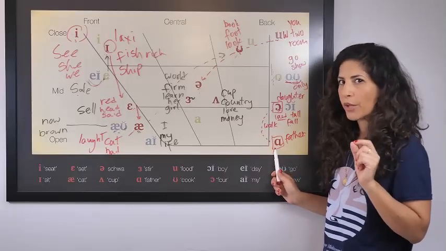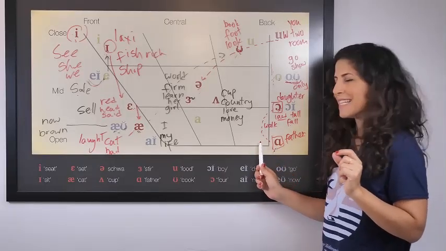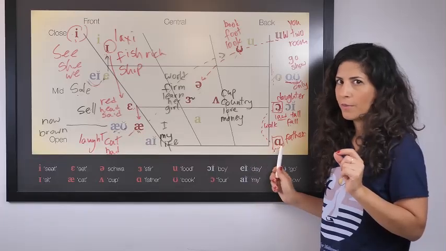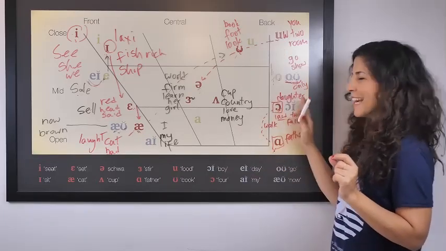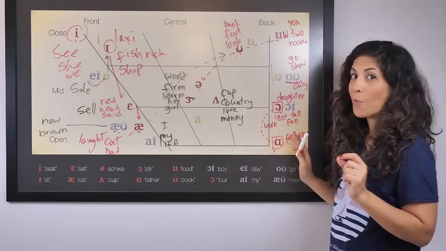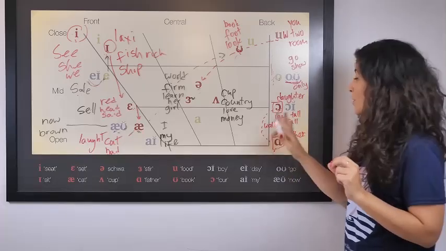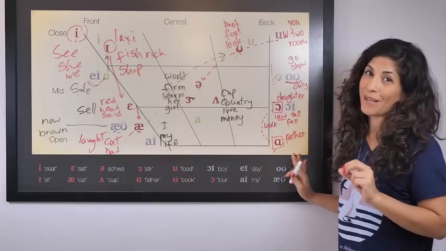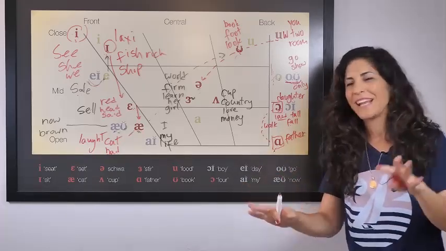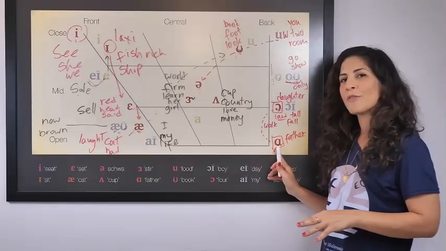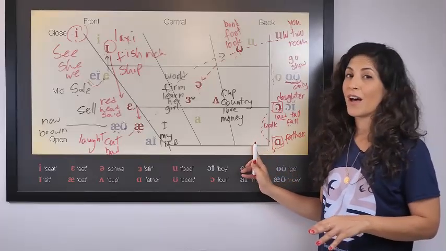I cheated when I created this chart, and technically it's supposed to be here because on the right side, the vowels are more rounded. So for those of you who are going to pick on what I've done here, know that I did it because it looks better. But I always explain it. So the ah sound in father is supposed to be here because it's not rounded.